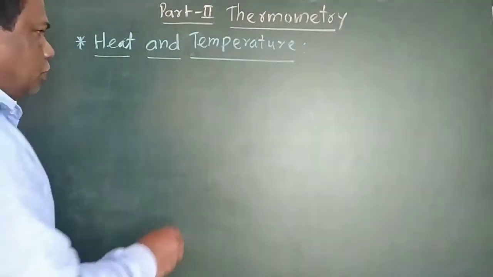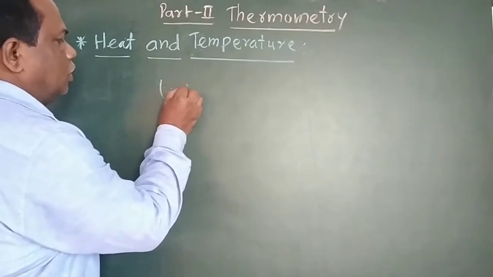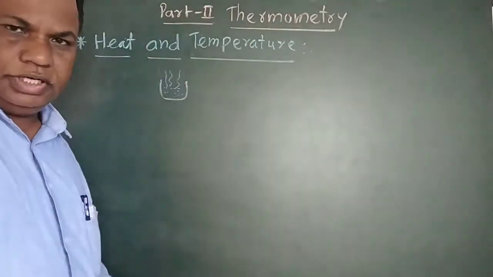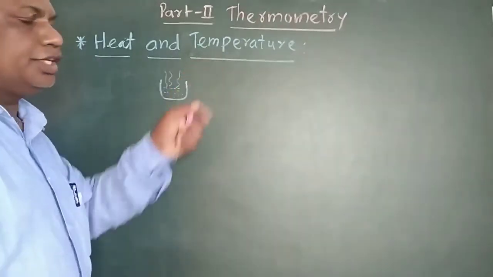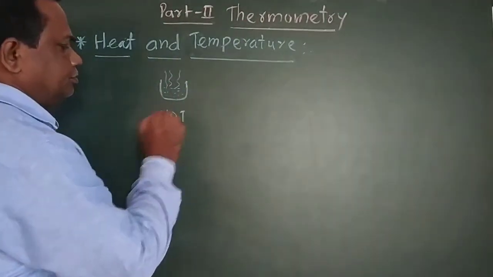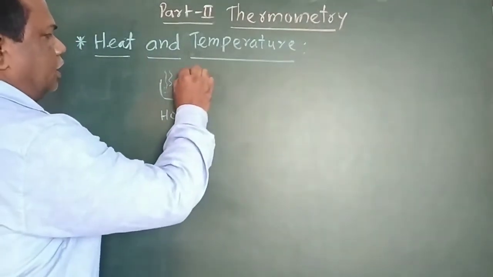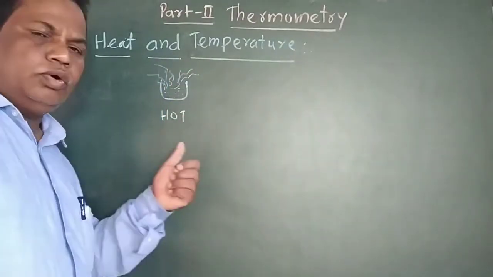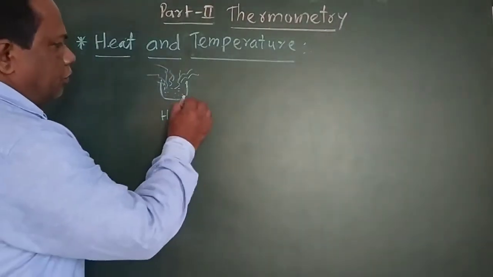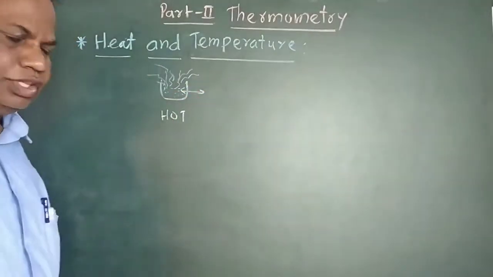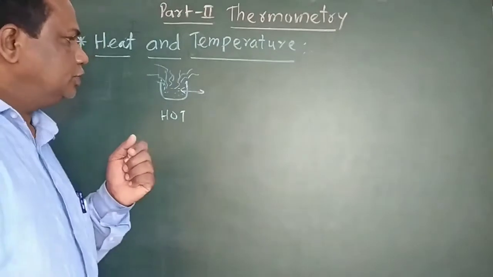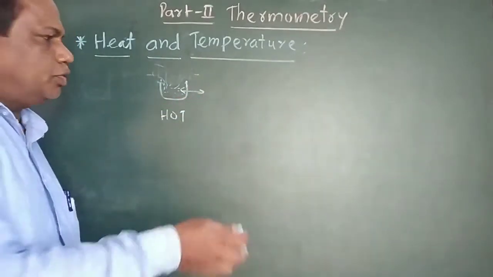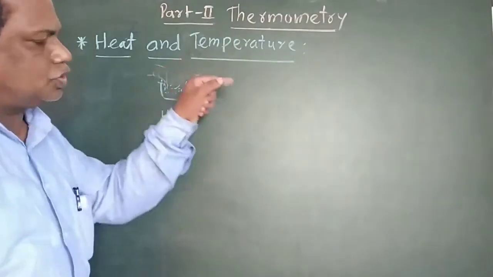So for that, we have to consider a cup of tea. See, this is a cup of hot tea. The hot cup contains a large amount of heat. Ultimately, its temperature is higher. That means it is very hot. It gives energy to the surrounding, and that becomes cold like this. So when thermodynamic equilibrium is reached between the surrounding and this hot substance, then there is no flow of heat. That means heat stops flowing from atmosphere to substance or substance to atmosphere.